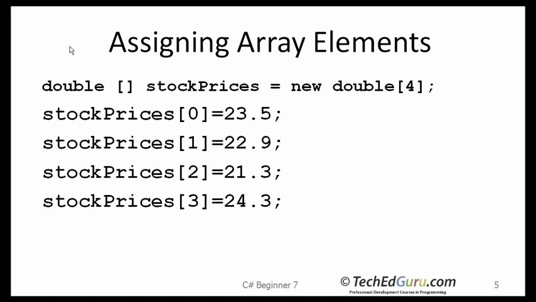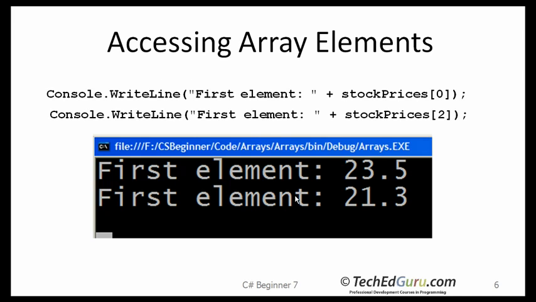Assigning array elements. In this example, we are creating an array of 4 elements and then assigning a value to each element. In a real-world situation, you will probably read the stock prices from a database or a file. Accessing array elements. Here we are accessing the first and the third elements of the array. Keep in mind that the first element always has an index of 0 and the last element has an index of size - 1, in this case 3.